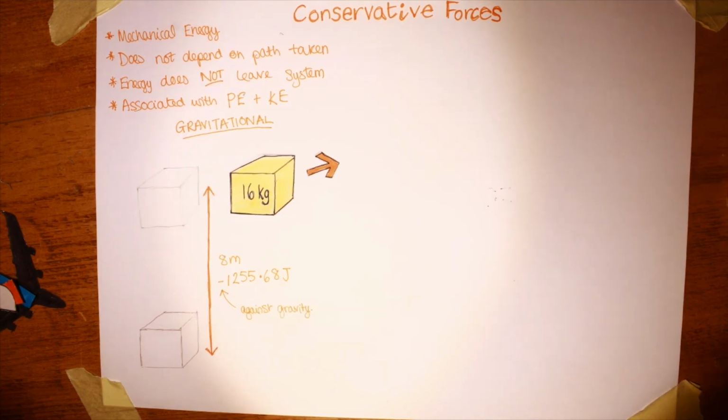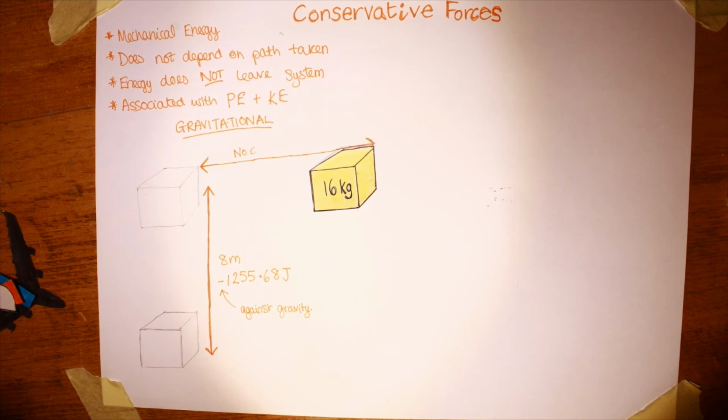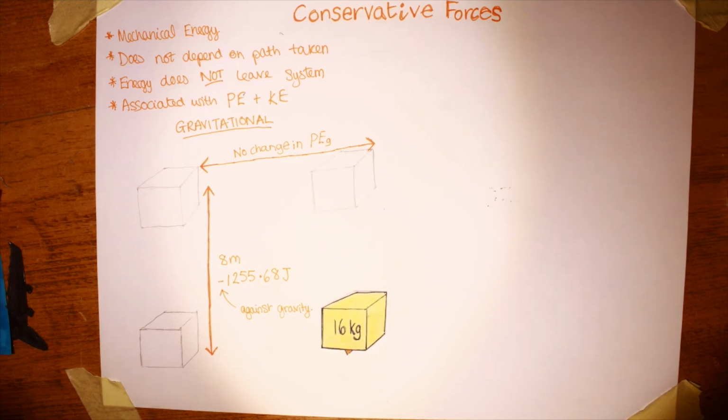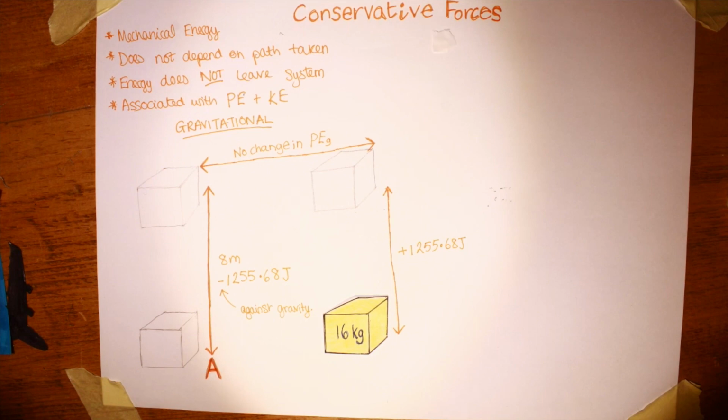If this box is moved horizontally along the same height, there will be no change in gravitational potential energy. If we move the box back to the ground, the gravitational potential energy will be plus 1255.68 joules to equal 0. So this elevation and depression will result in 0 joules. So no work overall will be done from point A to point B.